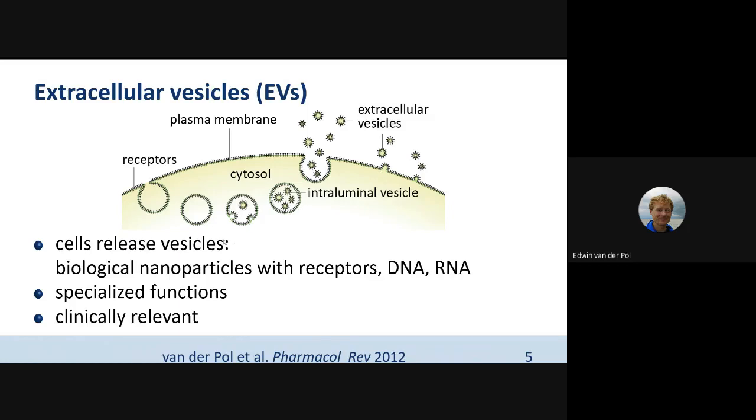These vesicles are basically biological nanoparticles containing receptors which are typical of the cell, but vesicles can also contain DNA and RNA, different forms of RNA like messenger RNA or microRNA. And because of the presence of these receptors, DNA and RNA, vesicles can have many specialized functions in the body. And to me, working in a hospital, this is interesting because that potentially has clinical relevance.